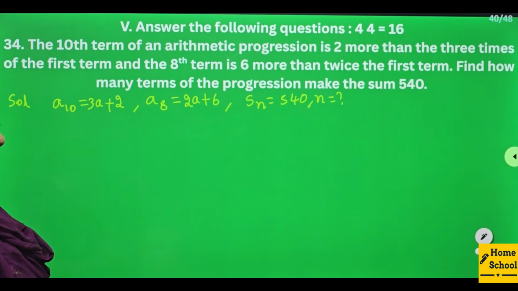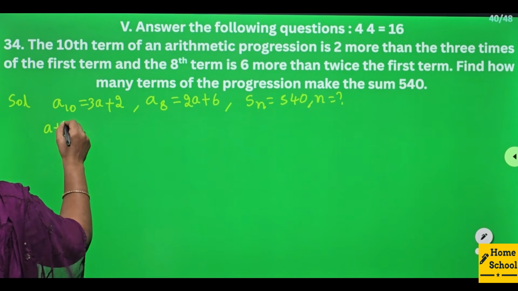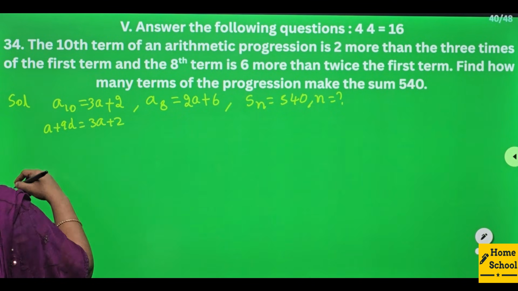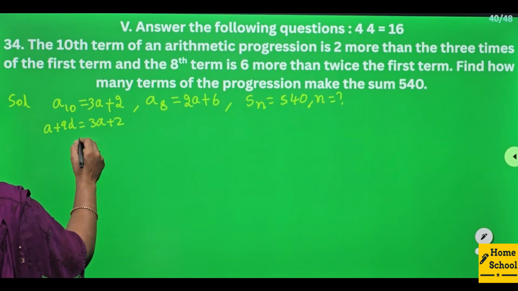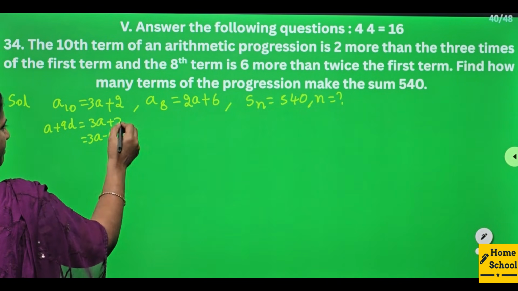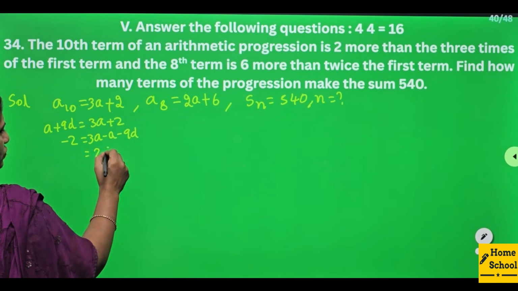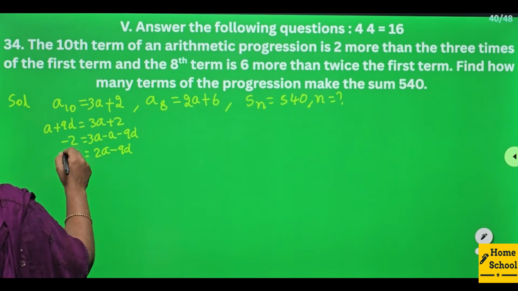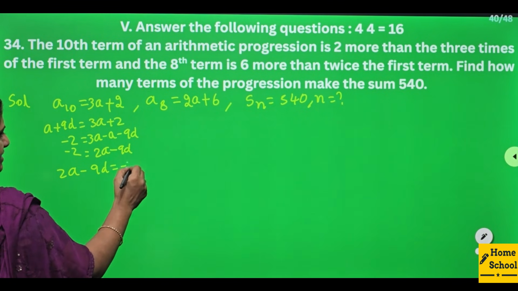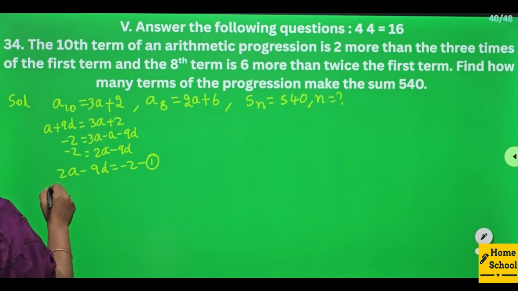Okay, how to do this one? Very simple. Write this in general form. A10 can be written as A plus 9D is equal to 3A plus 2, right? Bring this to one side: 3A minus A minus 9D. Bring this to this side, minus 2. That is 3A minus A is 2A minus 9D is equal to minus 2. Rewrite like this: 2A minus 9D is equal to minus 2. First equation.